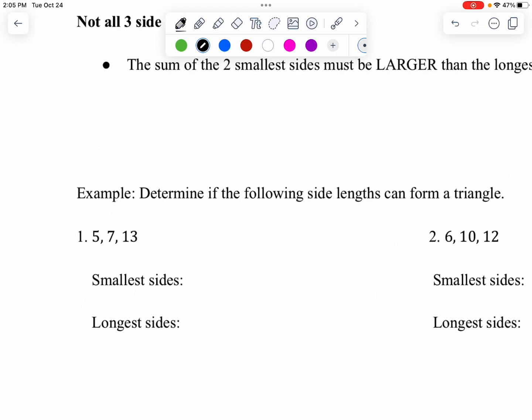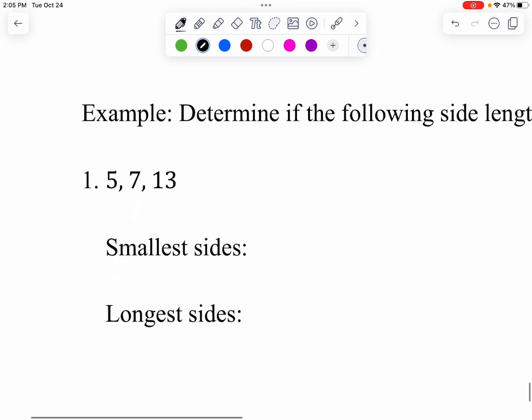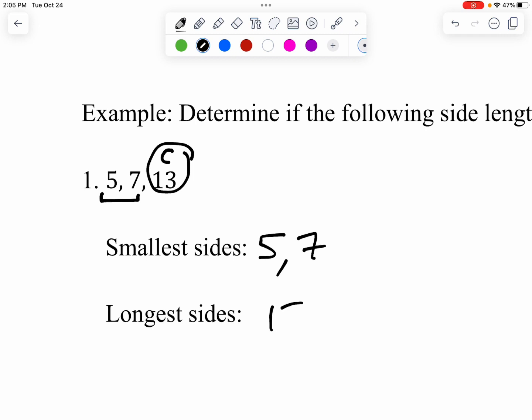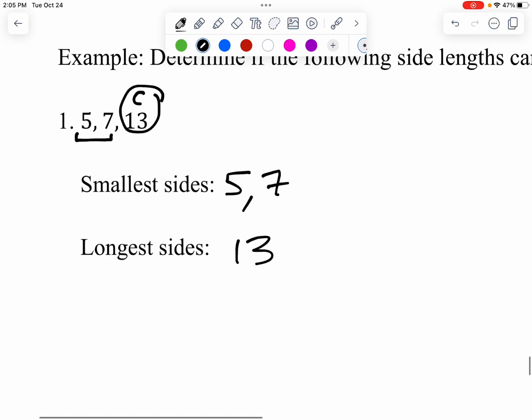So let's first of all decide which are the two smaller sides. And remember this one, the biggest one we always call C. So my two smaller sides are 5 and 7. My biggest side is 13. And I have to ask myself, we'll put this on our note card, but is A plus B greater than, with a question mark, C? That's what I have to ask myself.